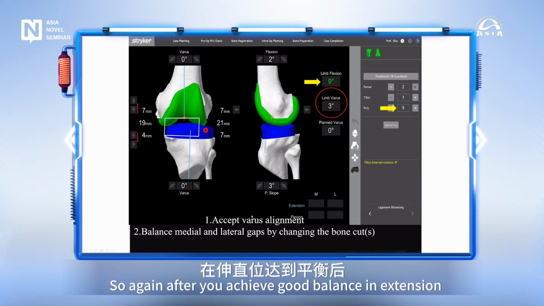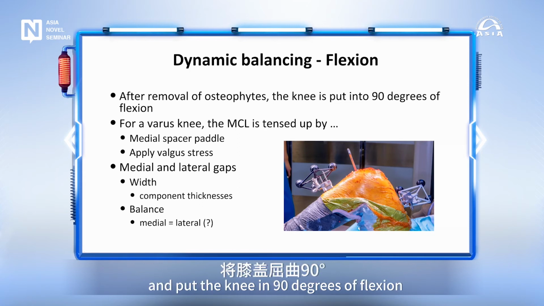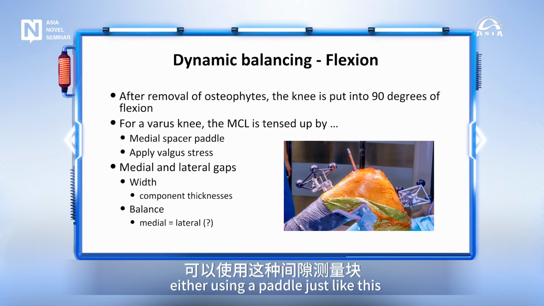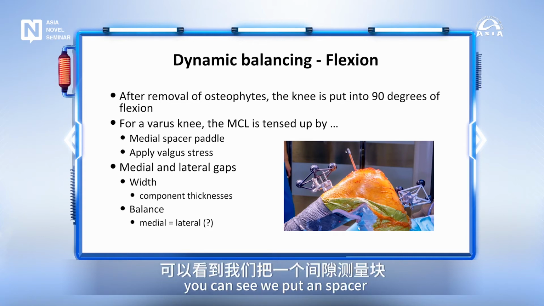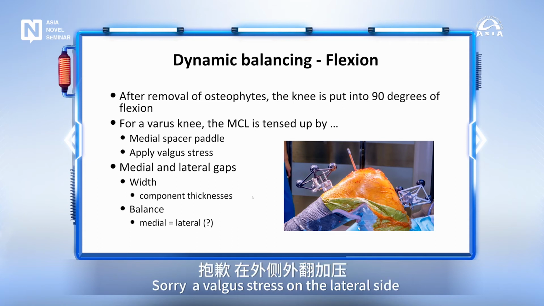So again, after you achieve good balance in extension, then we will do the flexion gap. So remove the osteophytes and then put the knee in 90 degrees of flexion. For the varus knee, the medial side should be tensed up, either using a paddle just like this. You can see we'll put in a spacer over the medial compartment. And also you can apply a valgus stress on the lateral side.